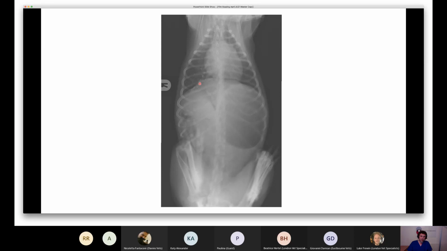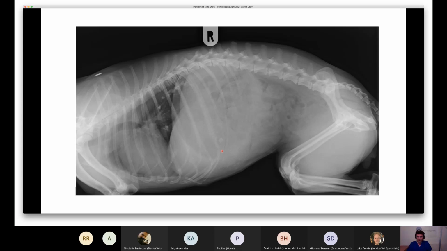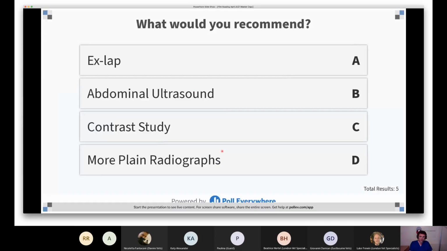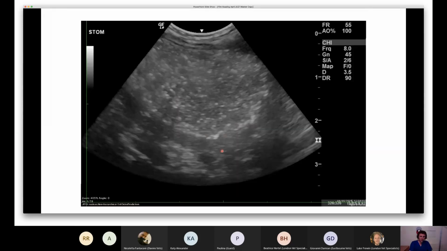I think they could be mucus plugs, they could be big bronchioles. I certainly wouldn't be getting too concerned about these structures in this patient. I'd be way more concerned about what is going on in that stomach. So in this patient, we did indeed do an abdominal ultrasound, so I can run through some of the ultrasound images that I acquired.